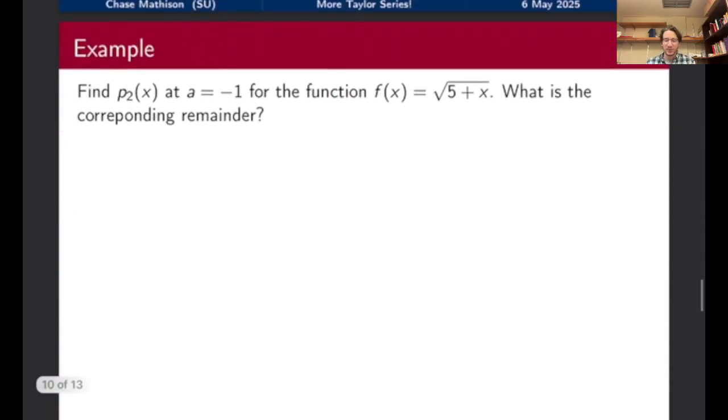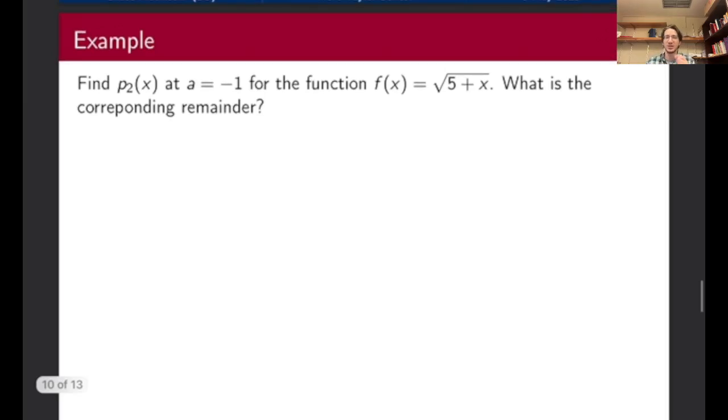Everyone take a second, pause the video, and try this question out on your own. The numbers here are a little gross, but not terrible. Find P2 of x at a equals minus 1 for the function f of x equals square root of 5 plus x. And then what's the corresponding remainder? So take a second, pause the video, find the second degree Taylor polynomial centered at a equals minus 1 for this function. Again, this subscript always tells you the highest power of x that you should potentially see.